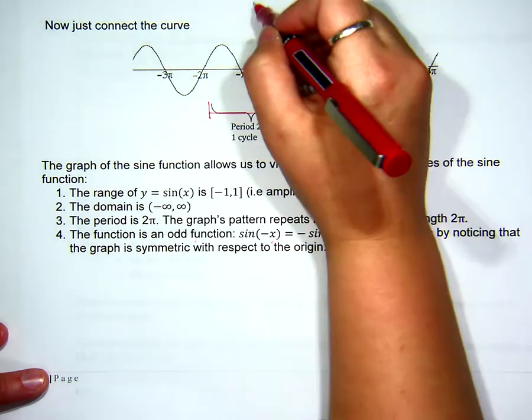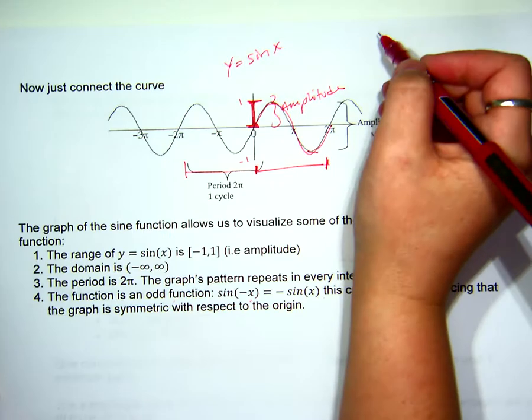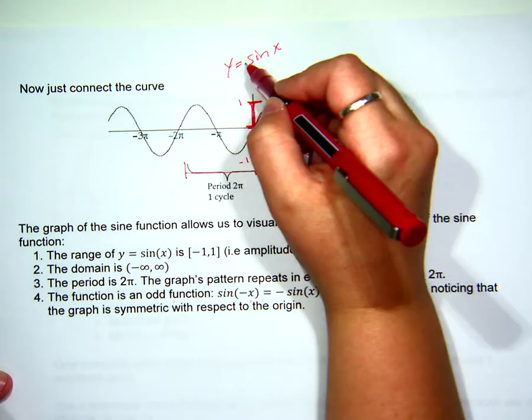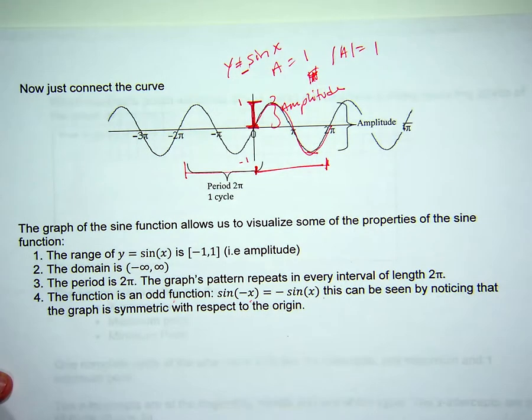Amplitude value, now again remember I was graphing the value of sine. Amplitude or value of A is the number right here. I don't have anything in front of my sine, which means A is 1, which means the absolute value of A is also 1.